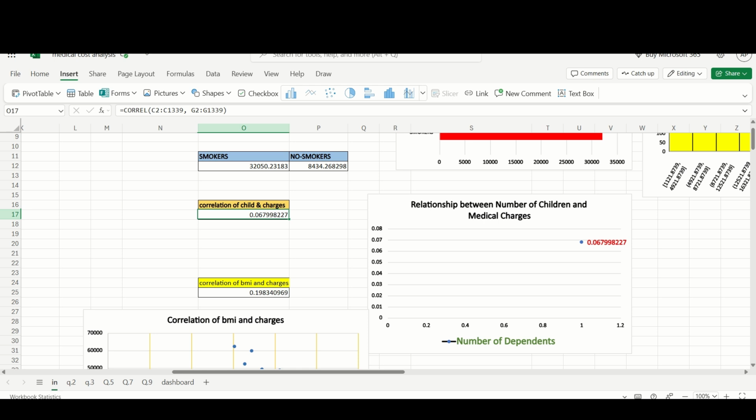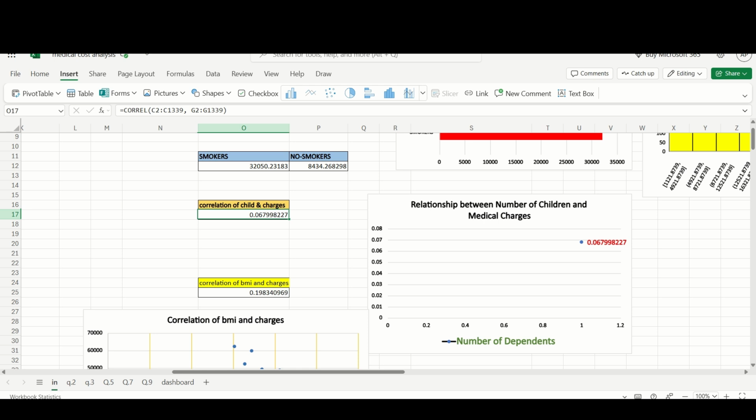It may look like there is just one point here, but that's because many data points are overlapping. This usually happens when multiple people have the same number of children and similar charges. It helps visualize the spread and check for patterns, upward or downward trend. Then the correlation value is very low, which is 0.067, which confirms that number of dependents has very little to no impact on medical expenses.